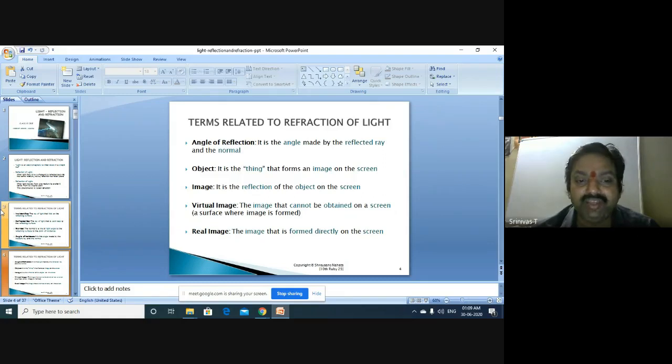Now, this image again is of two kinds: virtual image and real image. A virtual image is the image that cannot be obtained on a screen, whereas a real image is the one which can be obtained on the screen. A surface where an image is formed is said to be the screen. You can see here the image formed directly on the screen, just as a projection of the object. It can be captured on the screen for a real image, whereas a virtual image we cannot capture.